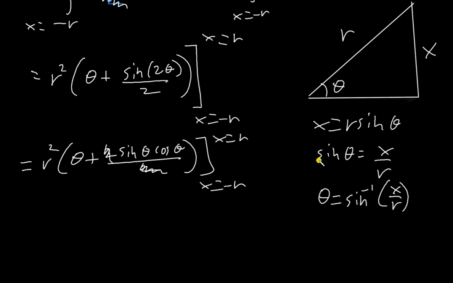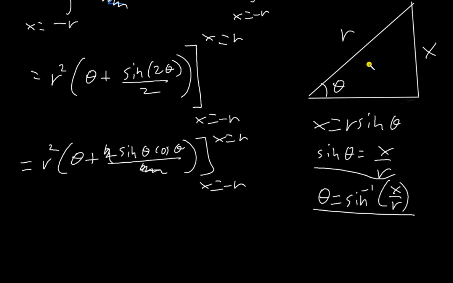So we already know that sine of theta is equal to x over r, and the question is now, what is cosine of theta? So I have expressions for theta, and I have expressions for sine of theta, but I need an expression now for cosine of theta, right? The way we do that is by using this triangle.